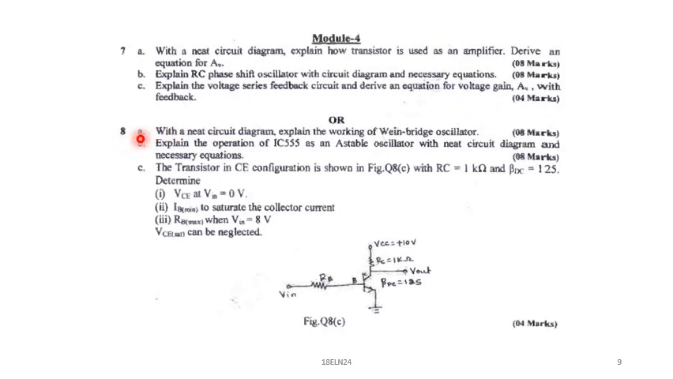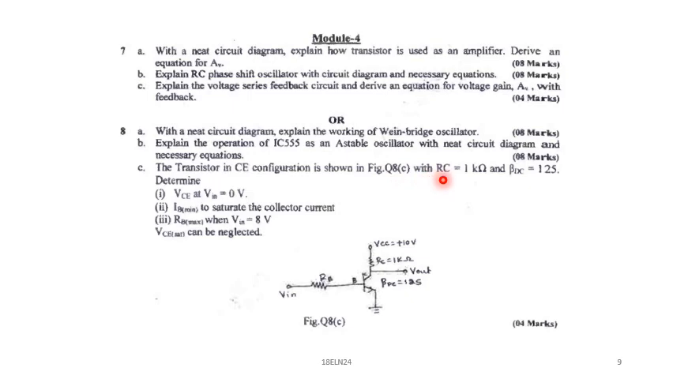Question 8A, with the neat circuit diagram, explain the working of Wien bridge oscillator. That's for 8 marks. Explain the operation of IC555 timer as an astable multivibrator or astable oscillator with neat circuit diagram and necessary equations. This is 8 marks. And the third one is the transistor in common emitter configuration, that is CE configuration, shown in the figure.